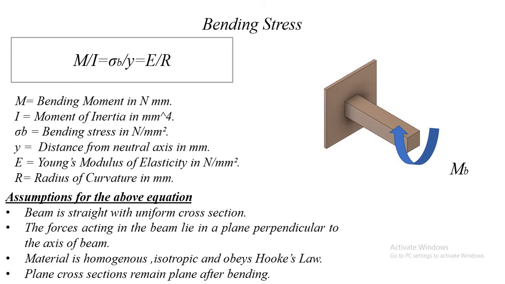The assumptions for the above equation are beam is straight with uniform cross section. The forces acting in the beam lie in a plane perpendicular to the axis of the beam. Material is homogeneous, isotropic and obeys Hooke's law, and plane cross sections remain plane after bending.